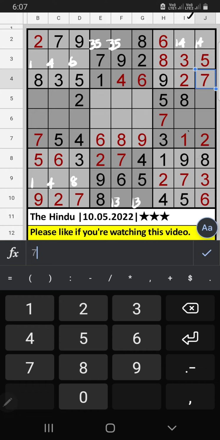Column I, we have 1. So 1 can't come in the cell. 1 is confirmed here. Then 4 is here. Column I, only 1 number is remaining. 6 is confirmed here. Column J, 2 numbers are remaining, 4 and 9. It will come in any one of the 2 cells. We will confirm later.